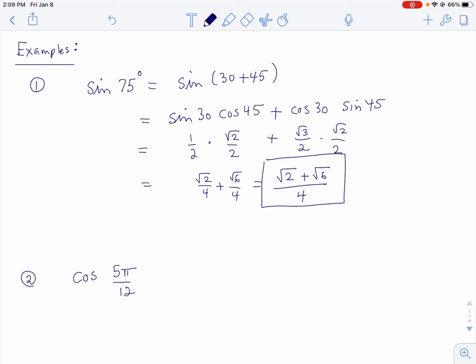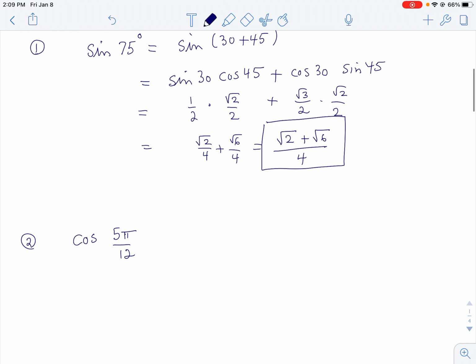Again, we're doing sum and difference identities. So two things being added up, two angles being added up. Here I have cosine of 5 pi over 12. And of course, 5/12, now we're in radian mode. The pi gives that away.